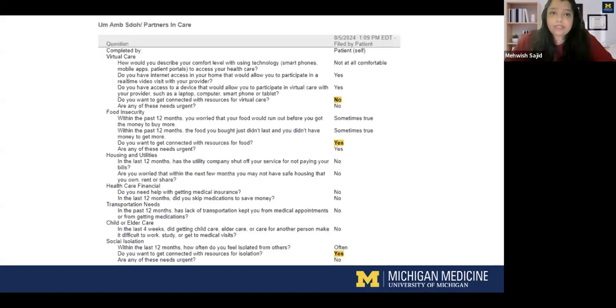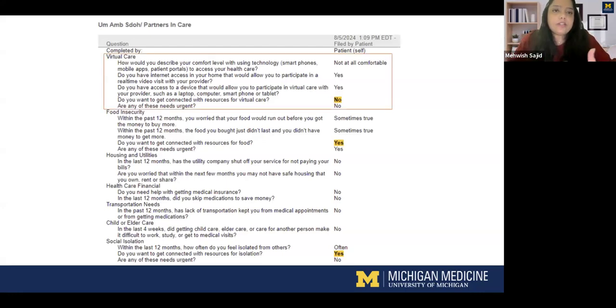So if you've ever seen one of these questionnaires, they look like this when it populates in your note. This is from a patient that I saw a few months ago. I wanted to go through these because sometimes it looks really wordy and I'm not really sure what's going on here. So it's helpful to talk through what we're actually looking at in this social determinants of health Partners in Care questionnaire. It's grouped by different needs.